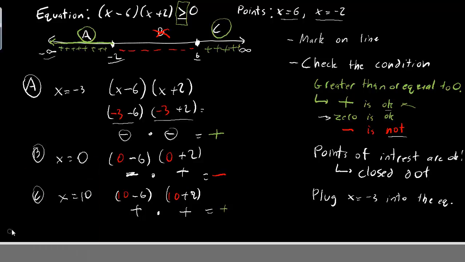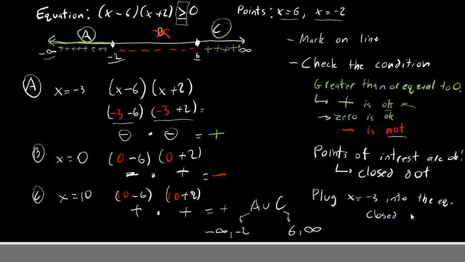So if we're going to write a solution, our solution is going to be region A union region C. So we have to say what region A is and say what region C is. Our region A is going to go from negative infinity to negative 2. And region C is going to go from 6 to infinity. Now we're going to state the answer here a little bit different from how we did last time because we have a closed dot on negative 2 and 6.